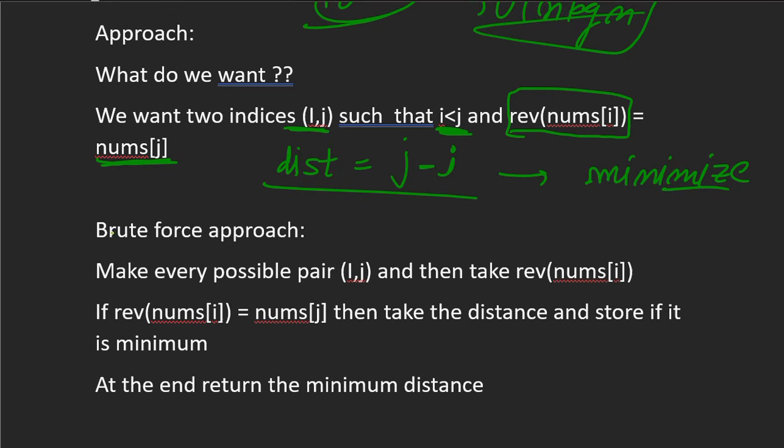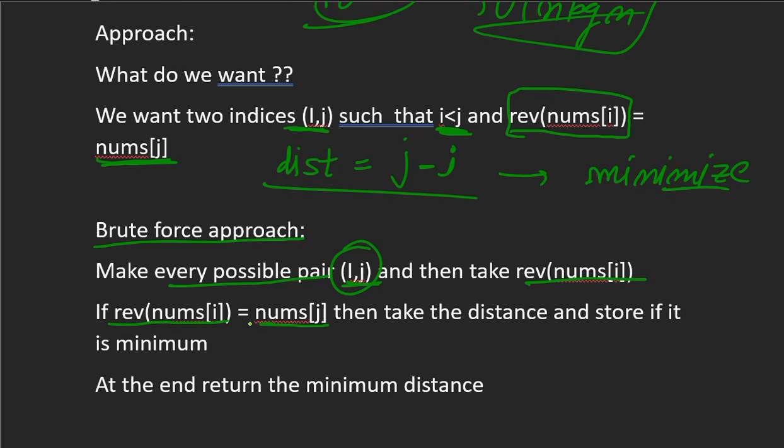So let's start with the brute force approach. In the brute force approach, we'll take every possible pair i and j, then we take the reverse of nums of i, and we check if the reverse of nums of i is equal to nums of j.